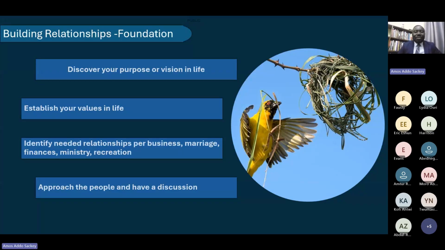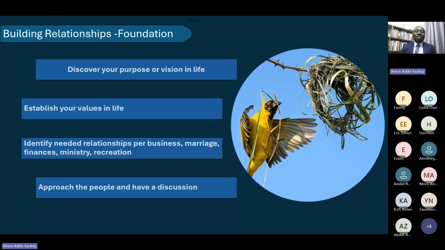Identify the needed relationships per business, per marriage, per finances, per ministry, per recreation. There are friends that give you the chilling vibe, like when you want to do anything fun. You want to go on a Saturday, you go and climb a mountain or something. There are friends who are always there. They will ginger you to go. They are friends who are always happy. And so they give you that kind of vibe.